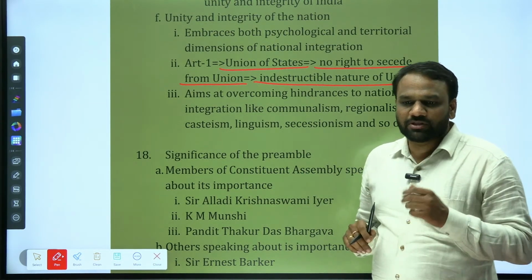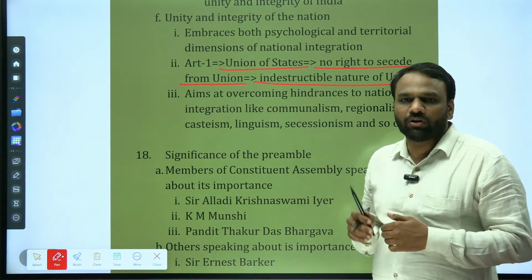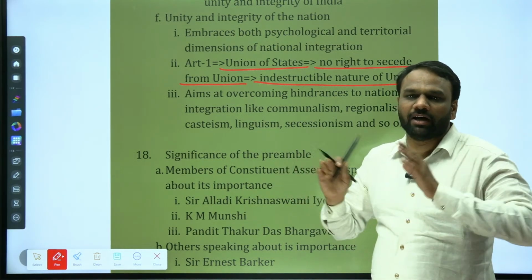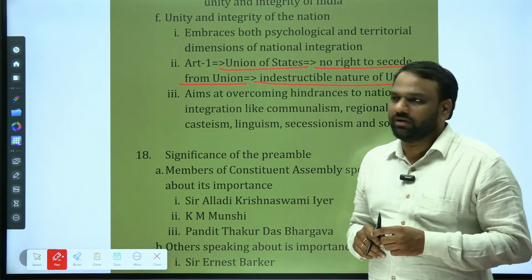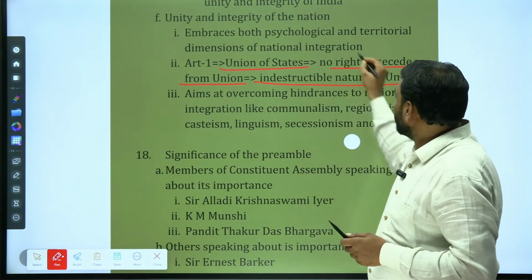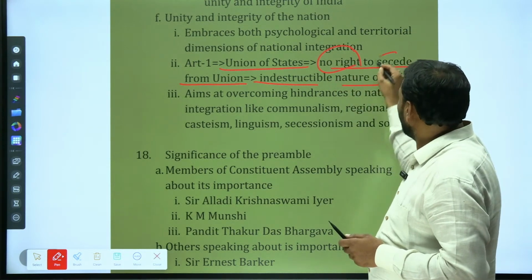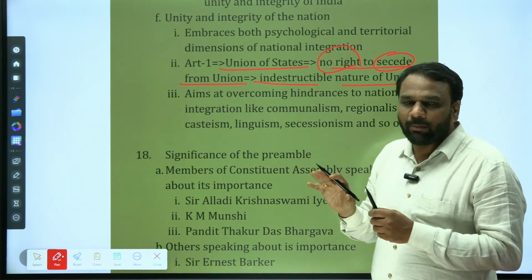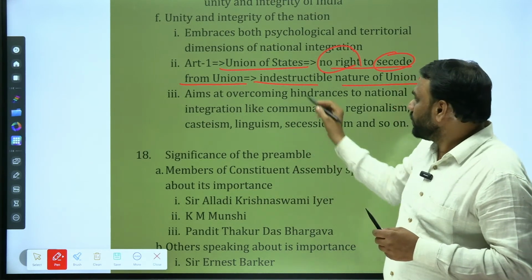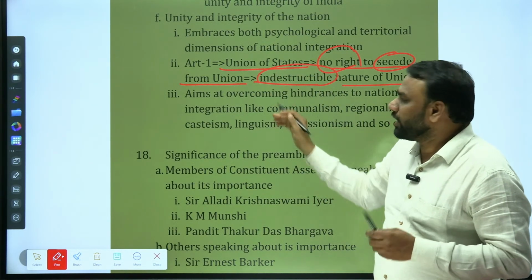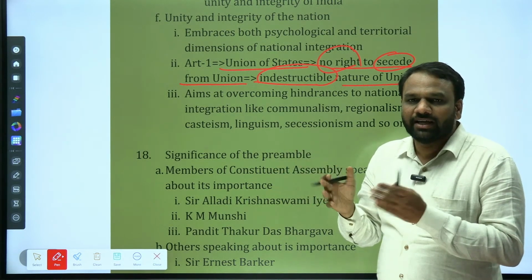Supposedly Karnataka demands that I want to come out of India and form a separate country called Karnataka. No, that is not possible. So no right to secede means no one can say that I want to come out of the union and form a separate country. That provision is not available. That's why we call it indestructible. Our union of states is indestructible.